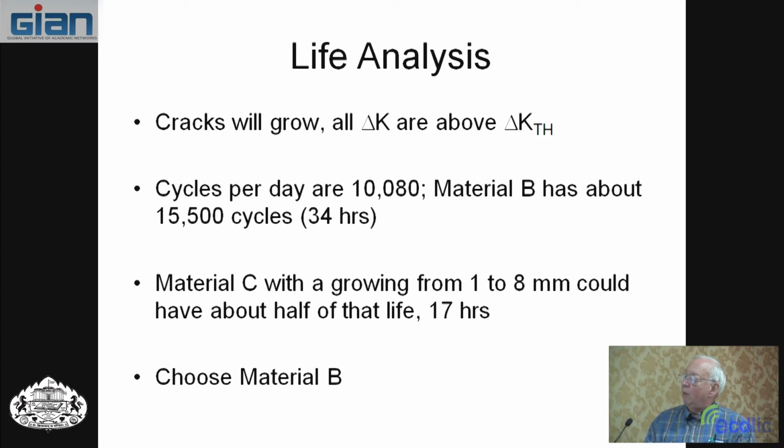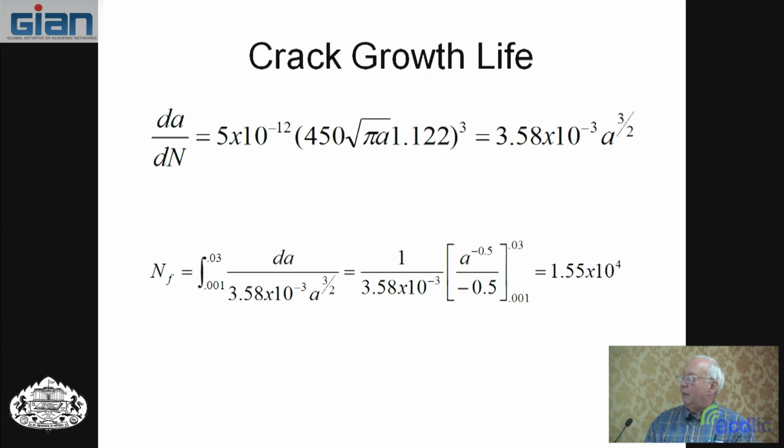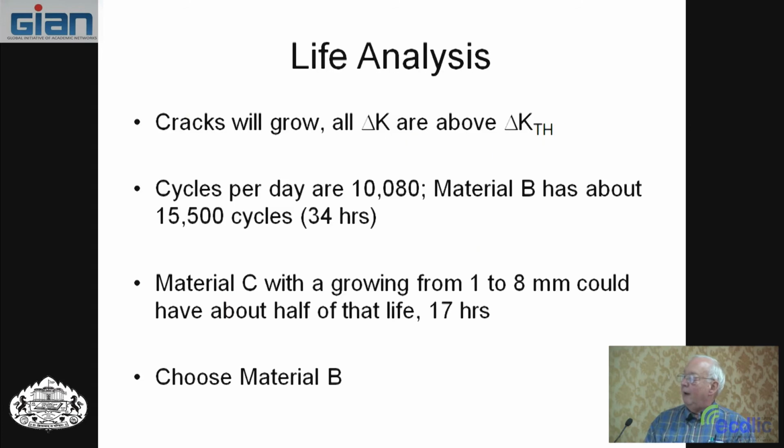The cracks will all grow. They're above threshold. The cycles per day we had was 10,000, if you recall cycles per day. This is about 15,000. So 15,000 cycles is about 34 hours. The material C would only grow from 1 to 8, and that would last about 17 hours. It's about half of that. So my guess here is pick material B for the hurricane.